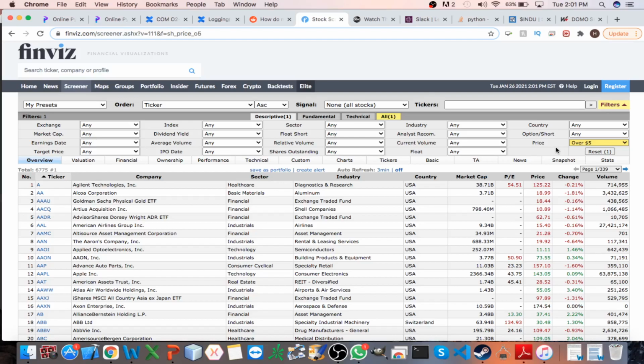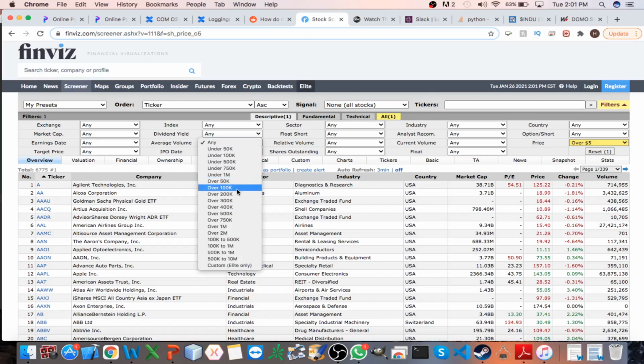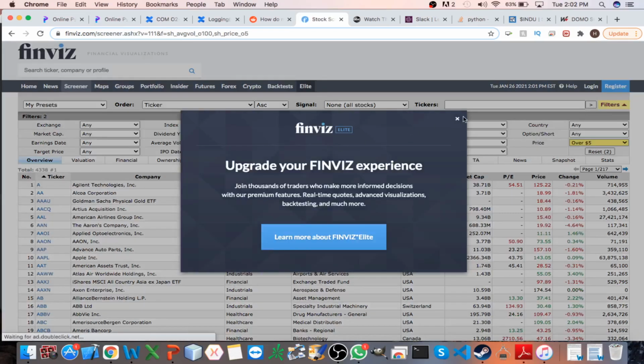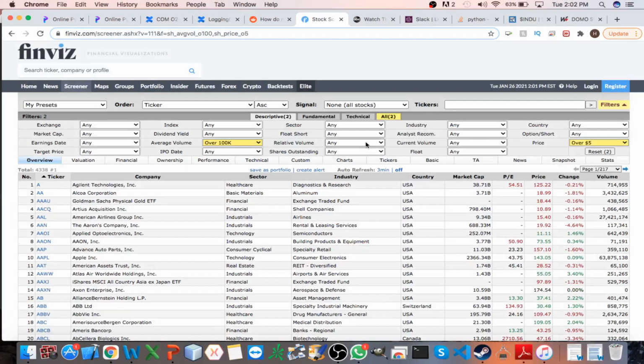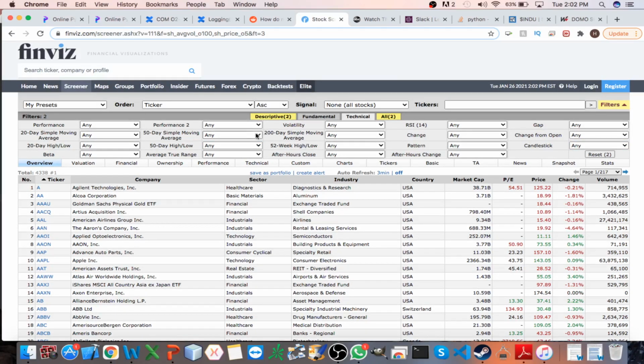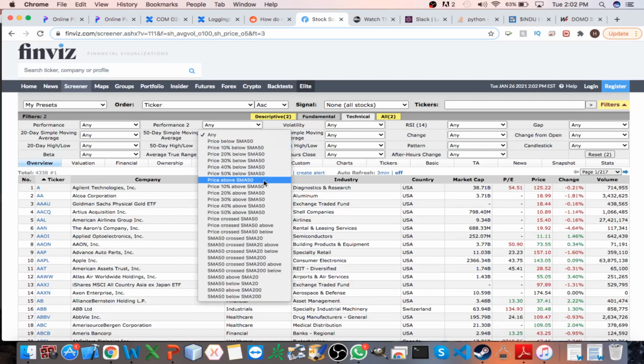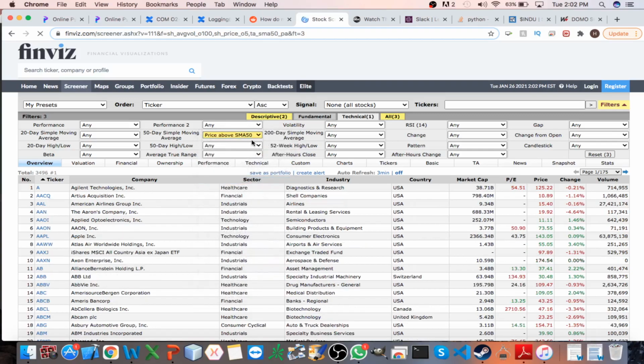So once you've done that, wait, why did this go away? Let's fix that. Anyways, once you've done that, I want you to go over to technical. And over here, the only thing we're going to change is the 50-day simple moving average. So what I want you to do is put the price above the 50 SMA.